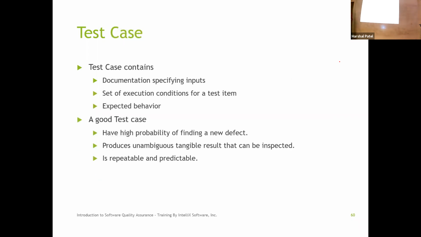We talked about how a test case contains step-by-step instructions. It also contains what my inputs are going to be. If I'm testing a calculator, what do I need as input? Well, I need at least two different numbers and an operator to perform the operation on. It also asks for the set of execution conditions for a test item. Sometimes this is referred to as a precondition, or the environment under which you're conducting the test.